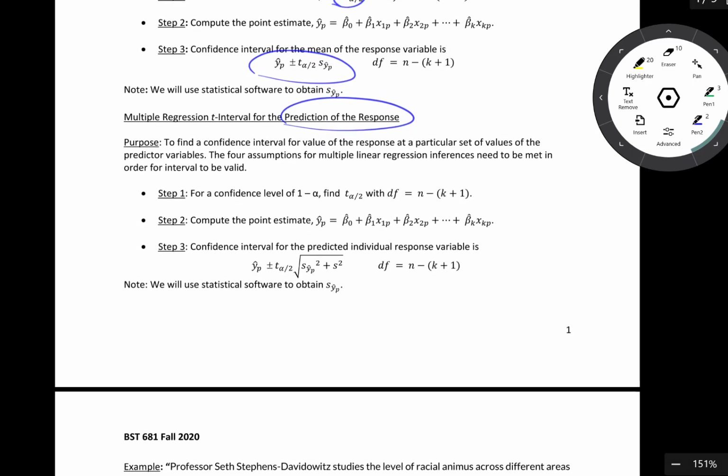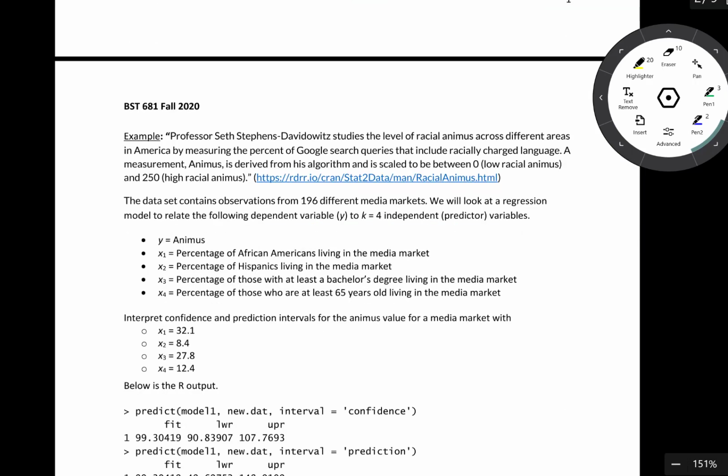All right, very similar steps for the prediction interval. The one difference here is, notice that when we talk about the standard error, we get a little bit of extra error there in the form of s squared. And if we remember, when we looked at simple linear regression, we saw that the prediction intervals are always wider than the estimation intervals. So that should be no surprise. So let's look at an example of this.